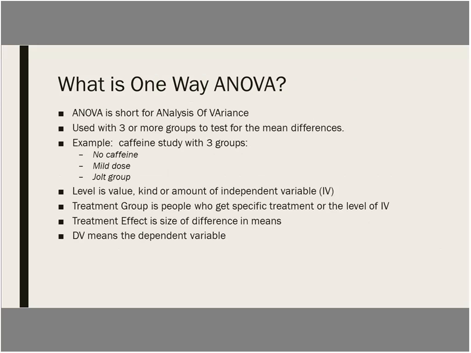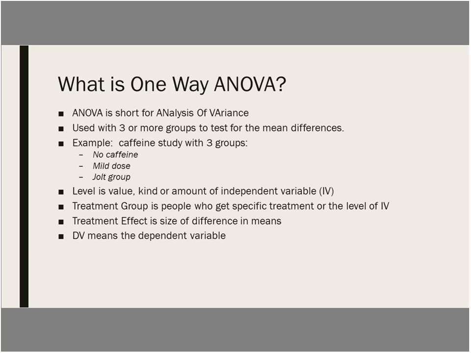But what is one-way ANOVA? Well, it's short for analysis of variance. Typically, you have 3 or more groups to test for mean differences. Even though it says analysis of variance, and you're looking at all the changes that occur in the variances, the underlying change driving them is really in the mean. For example, you have a caffeine study with 3 groups: no caffeine, a mild dose, and the jolt group. Then you can see what kinds of results you get from that.